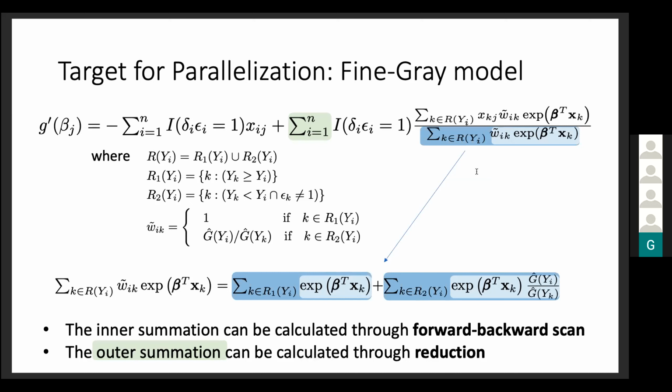And for the Fine-Gray model, it's very similar. The only difference is the inner summation cannot be calculated through a single-pass scan, but it can be calculated through a forward-backward scan. Since the risk set contains two disjoint sets, we can calculate this inner summation as two vectors. One is a forward scan and the other one is a backward scan. And again, the outer summation can be calculated through reduction.